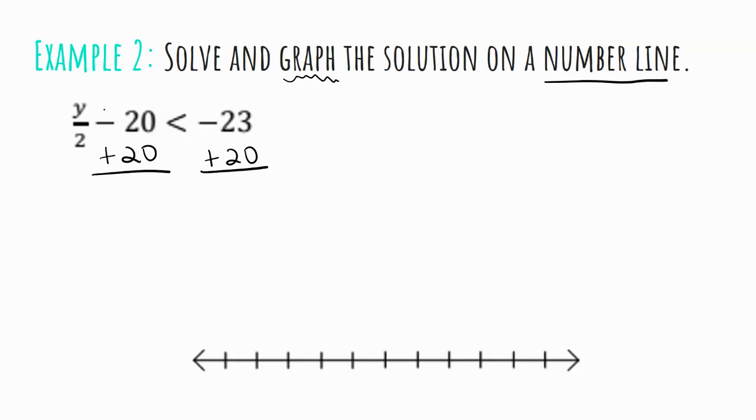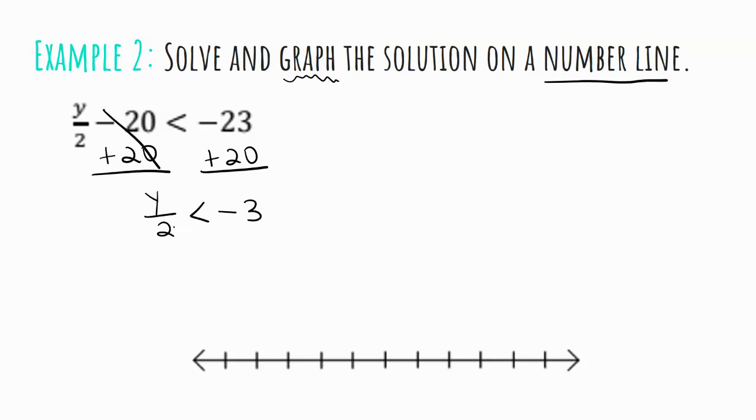On the left, the negative 20 and the positive 20 will cancel. I'm going to have y divided by 2 is less than negative 23 plus 20. So I'm going to end up with negative 3 on the right-hand side. Now notice, again, I didn't flip the sign because I didn't multiply or divide by a negative number.